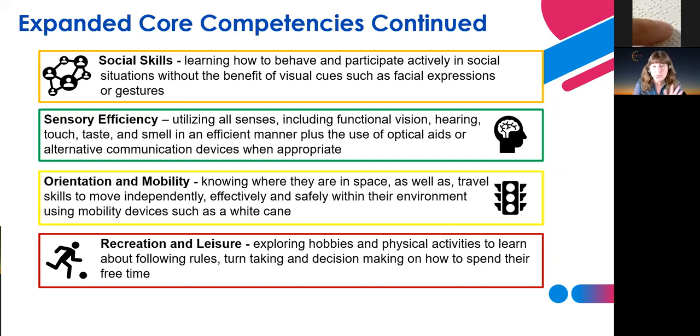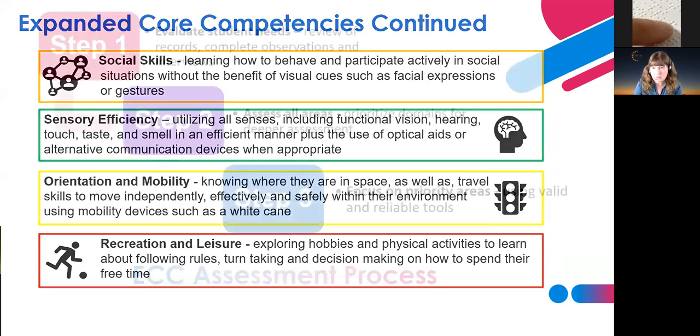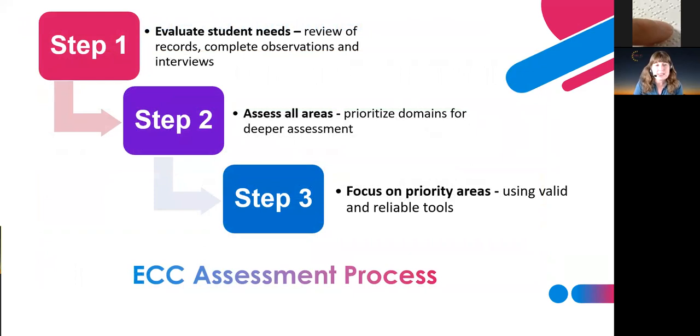So those are the nine areas we are required to teach and assess. How do we go about that? The ECC assessment process can be done in steps. Step one, evaluate the student needs. Once again, when you're looking through those records, review them, complete observations and interviews. I would get so much valuable information from my interviews about their ECC skills. And we're going to talk about that in just a few minutes.